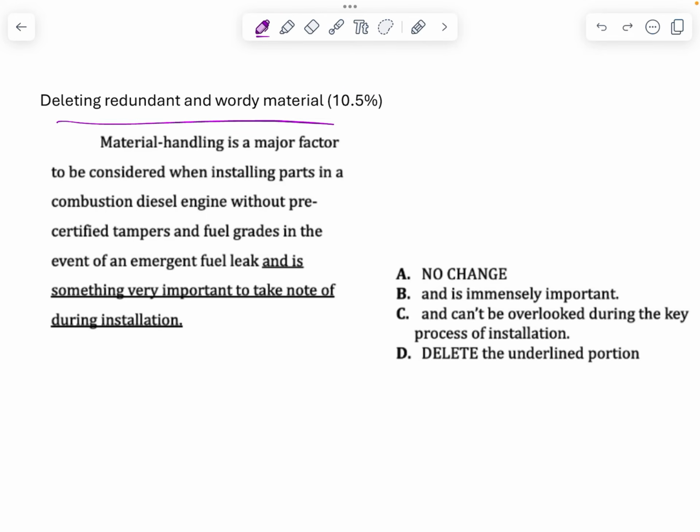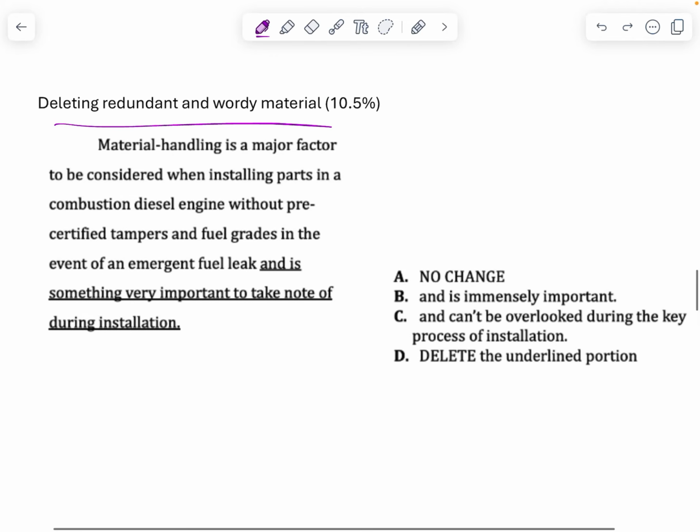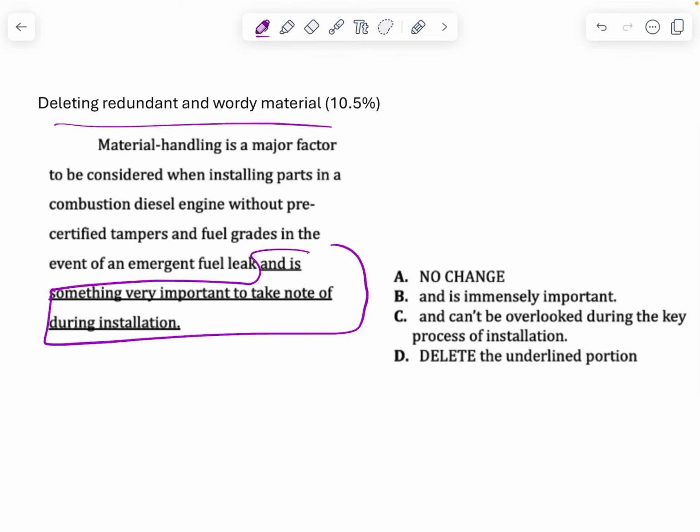It makes up about 10 to 11% of the exam. So it's, again, very common. This one is very simple. I'm not even going to go through this in depth. If you see that what's in the underlined portion was already discussed elsewhere in the passage, or if that idea was already explained somewhere else, you should just delete, okay?